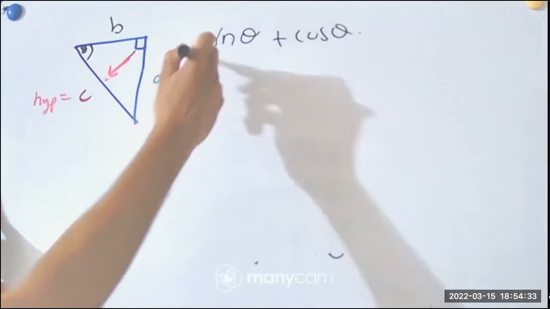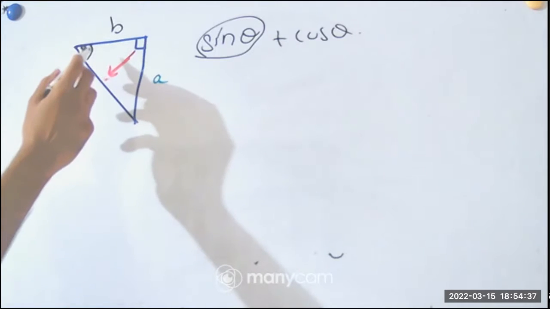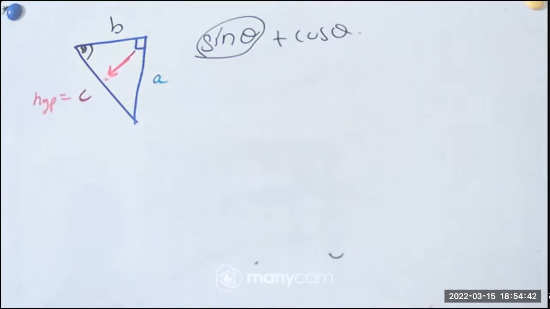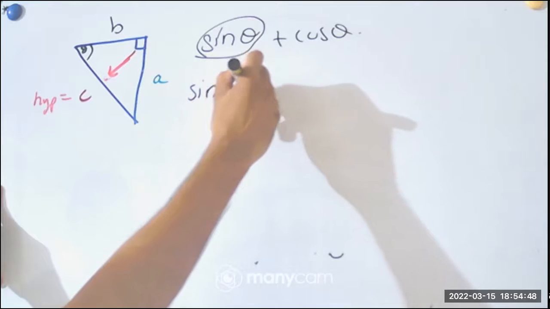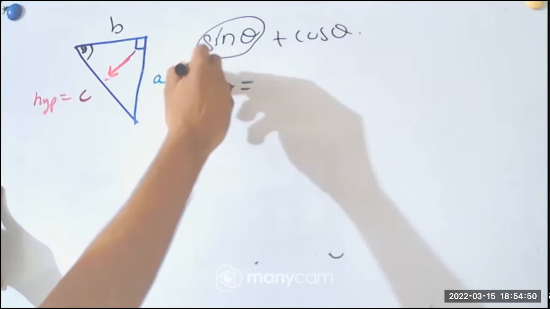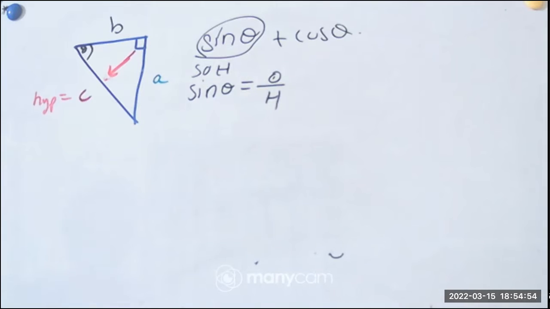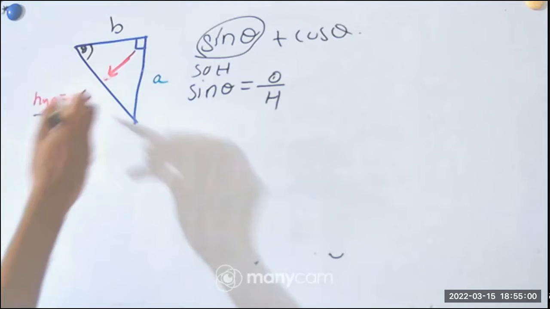Right, so let's consider sine of theta. Now remember, theta is this angle here. The hypotenuse is always fixed, it's opposite the right angle in the triangle. So let's consider what sine of theta is. Remember the acronym, it would be opposite over hypotenuse. Right, so what is the hypotenuse? We know the hypotenuse would be C in this case.